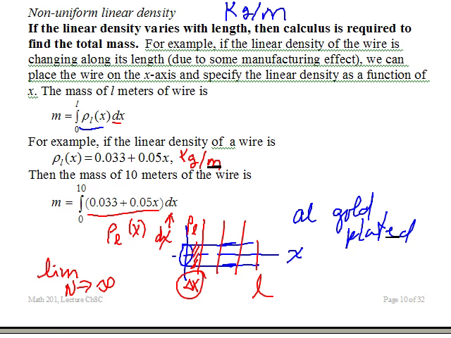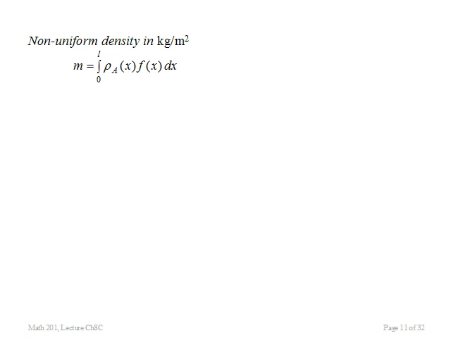Remember before, the mass was rho L times the length of wire. Now we have an integral because the density is non-uniform. The density varies in x. What happens if that other density, the density in terms of kilograms per square meter, is non-uniform?